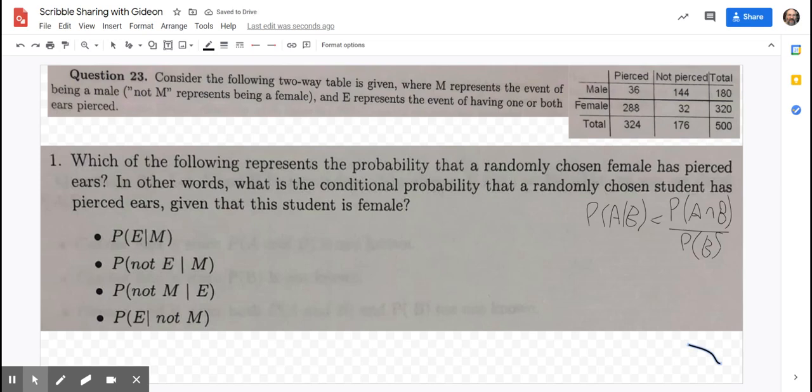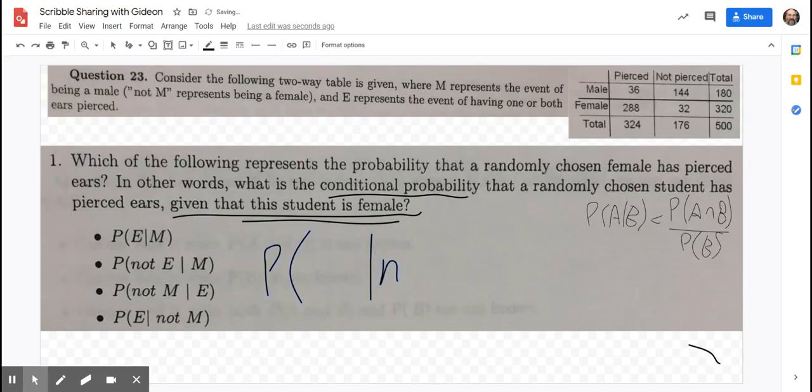In other words, what is the conditional probability that a randomly chosen student has pierced ears, given that this student is female? So right there, we know that our conditional probability is going to end with given that the student is female, which we're calling not male, just for convenience of E and not E, M and not M. So we're done. Only one of these options has not M, so unless the item writer messed up terribly, that's the answer. We should think it through just in case there were multiple choices with not M.